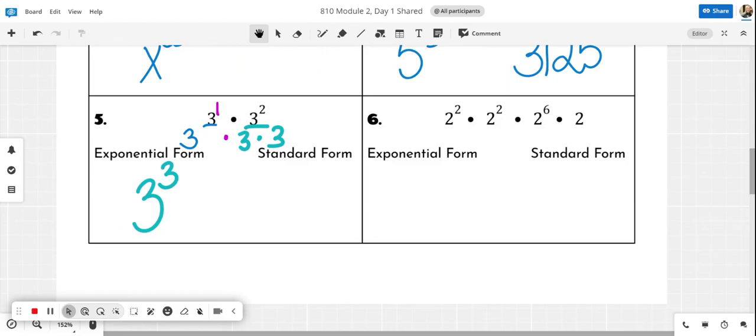So thinking about standard form, 3 to the third power, and you can try to do this in your head, thinking about 3 times 3 is 9, 9 times 3 is 27. 27 is one of our cubes too, so hopefully we knew that one.